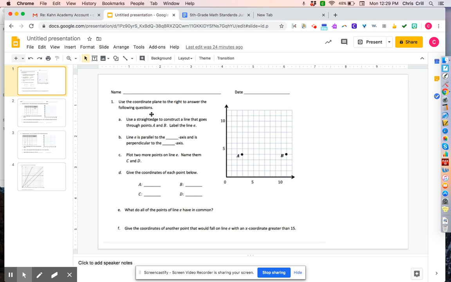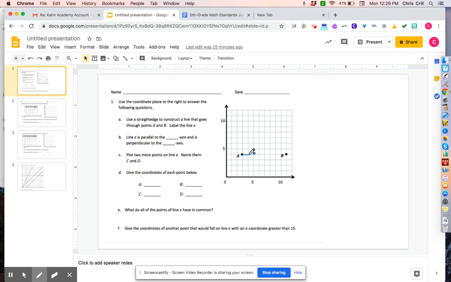It says you're going to need a straight edge for this. A straight edge can be a ruler, or you can just use the side of another book to help you draw your lines. So number 1 says use a straight edge to construct a line that goes through points A and B. So I'm going to draw a line connecting those.